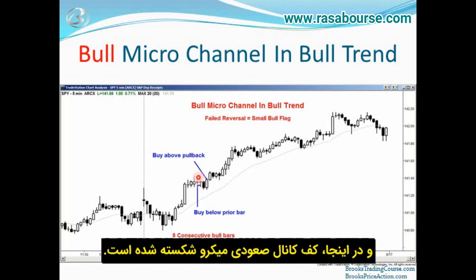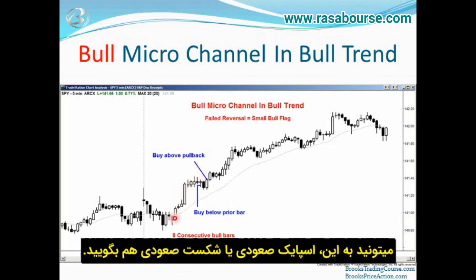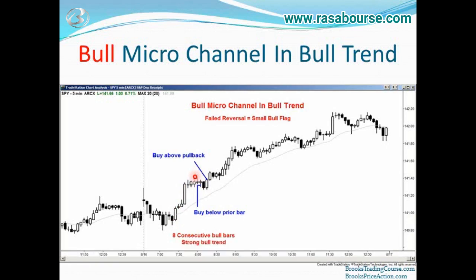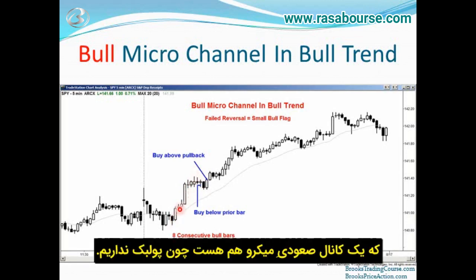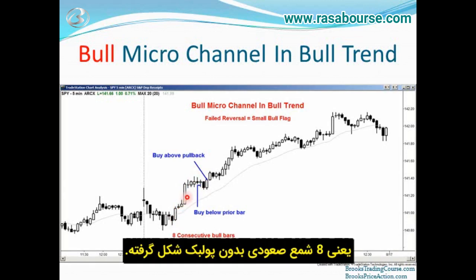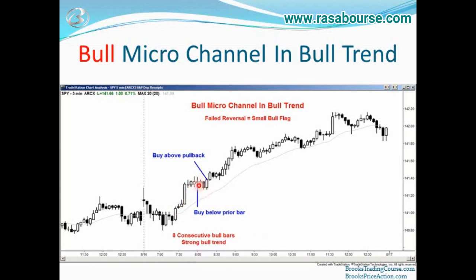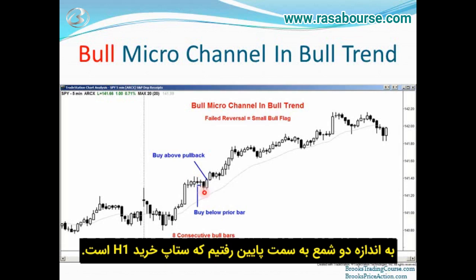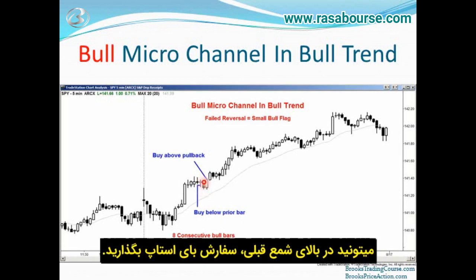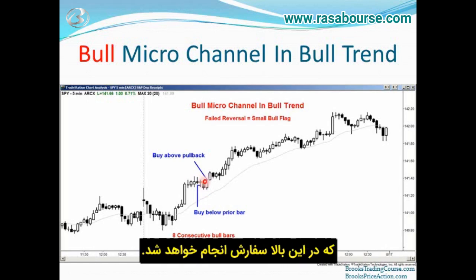And here we have a breakout below the bull microchannel. You can also call this a bull spike or a bull breakout. It's also a bull microchannel because there are no pullbacks. We have 8 bars without a pullback. So here we have the first pullback. We drop down for 2 bars. It's a high 1 buy setup. You can place a buy stop above the high of the prior bar, and you would have been filled here. So it's a small bull flag.